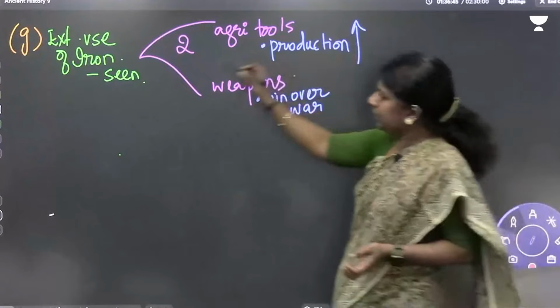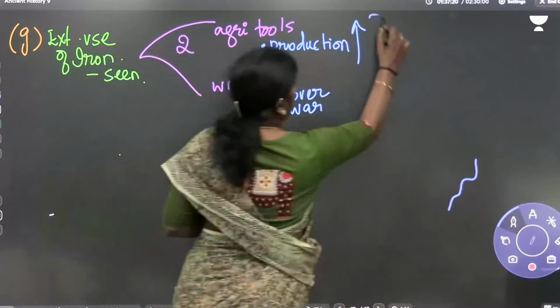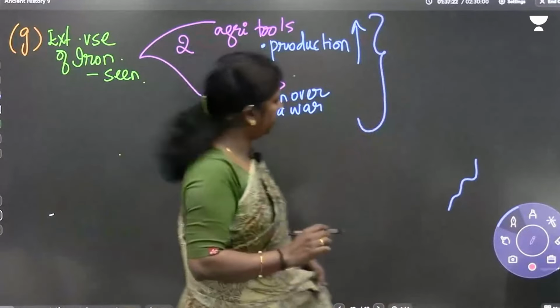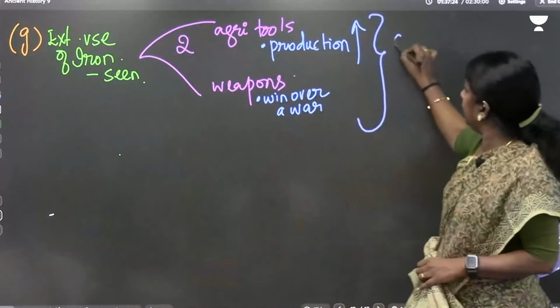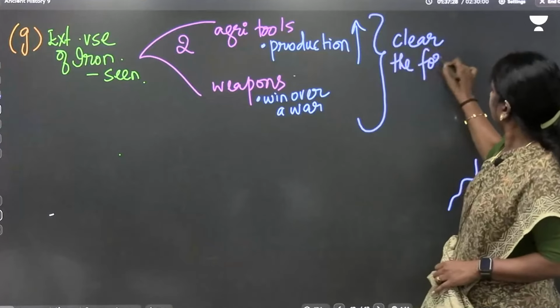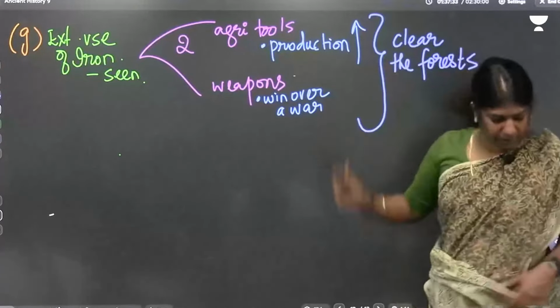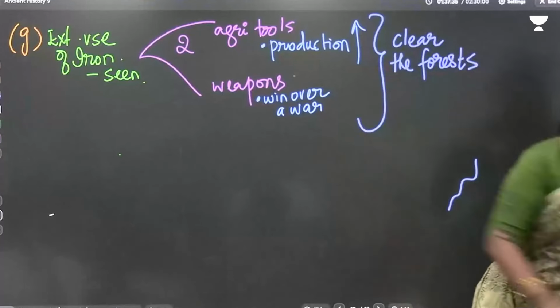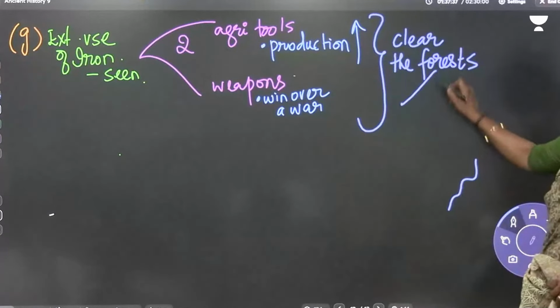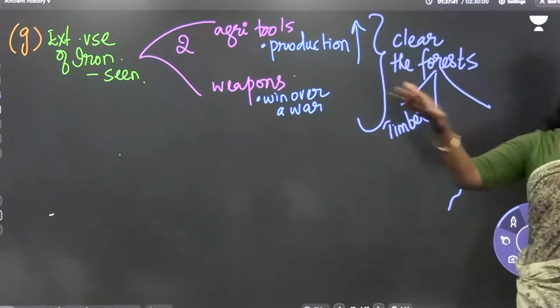Clear? Now with these two, what did the Aryans do? The Aryans with this, they started to clear the forest, cutting the tree. When they started to clear the forest, you get three things. The first thing you get is timber. When you cut a tree, you get timber.